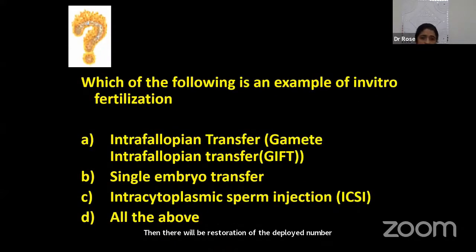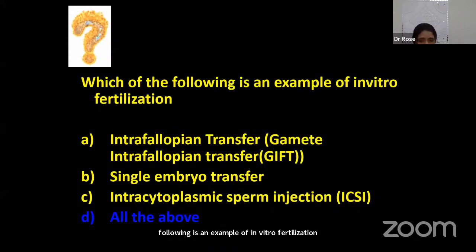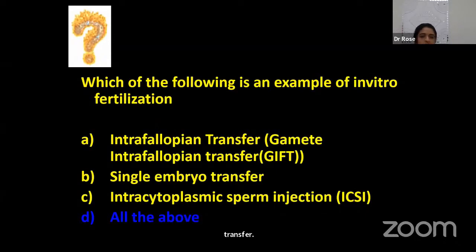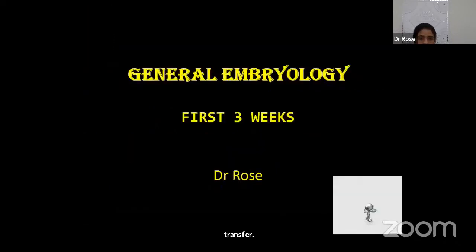Which of the following is an example of in vitro fertilization? All the above. We have discussed GIFT, gamete intrafallopian transfer. We mentioned single embryo transfer. We mentioned intracytoplasmic sperm injection. All these are different methods used in in vitro fertilization.